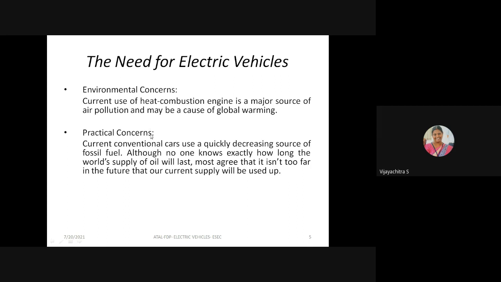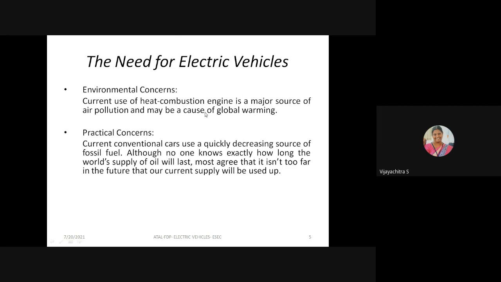Either petrol based, or, if it is a car or heavy vehicle, then we have to use diesel. So for heat, we have to use the internal combustion engine, which can definitely produce unwanted gases that cause air pollution, which may lead to global warming. So this is the first environmental concern. We need to overcome that drawback by providing electric vehicles, by avoiding those fuel based engines. This is the first one.